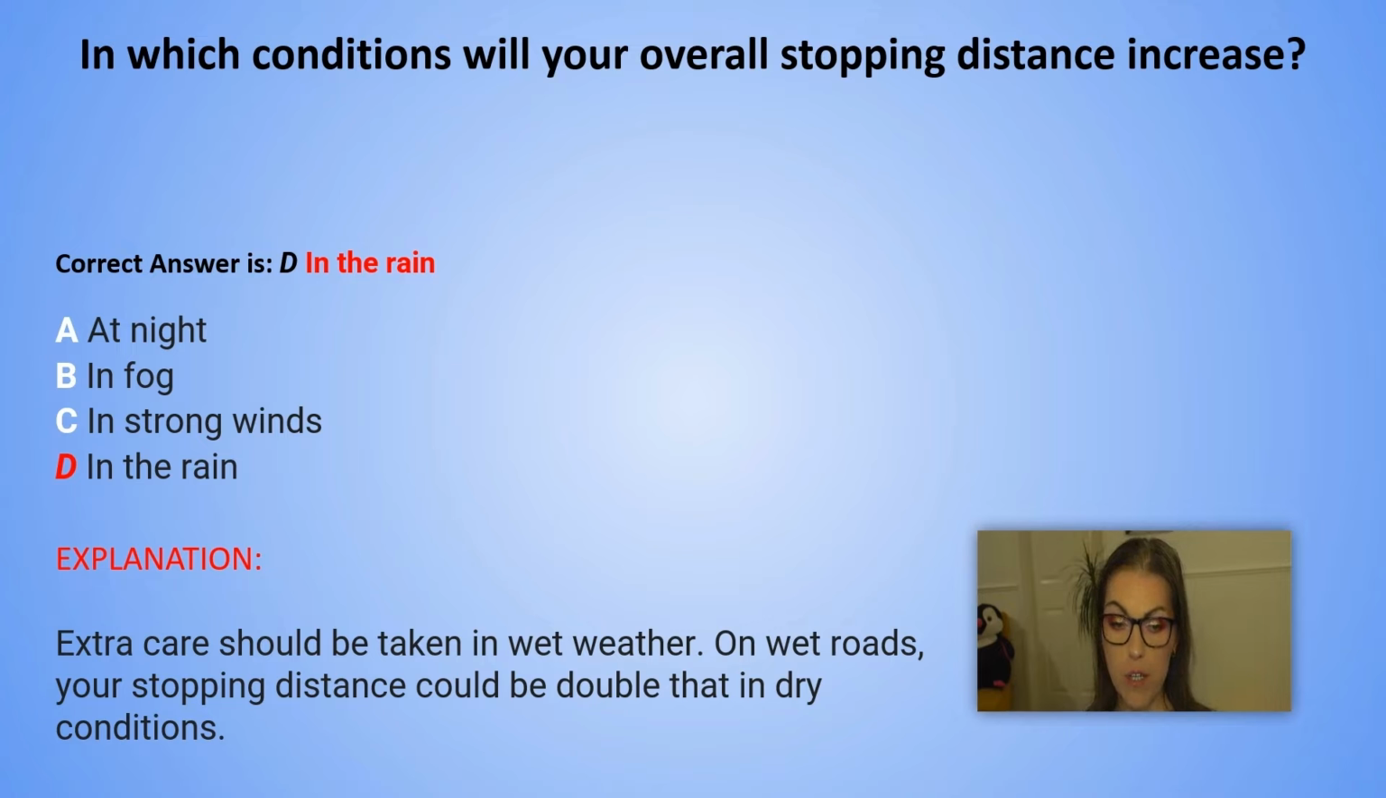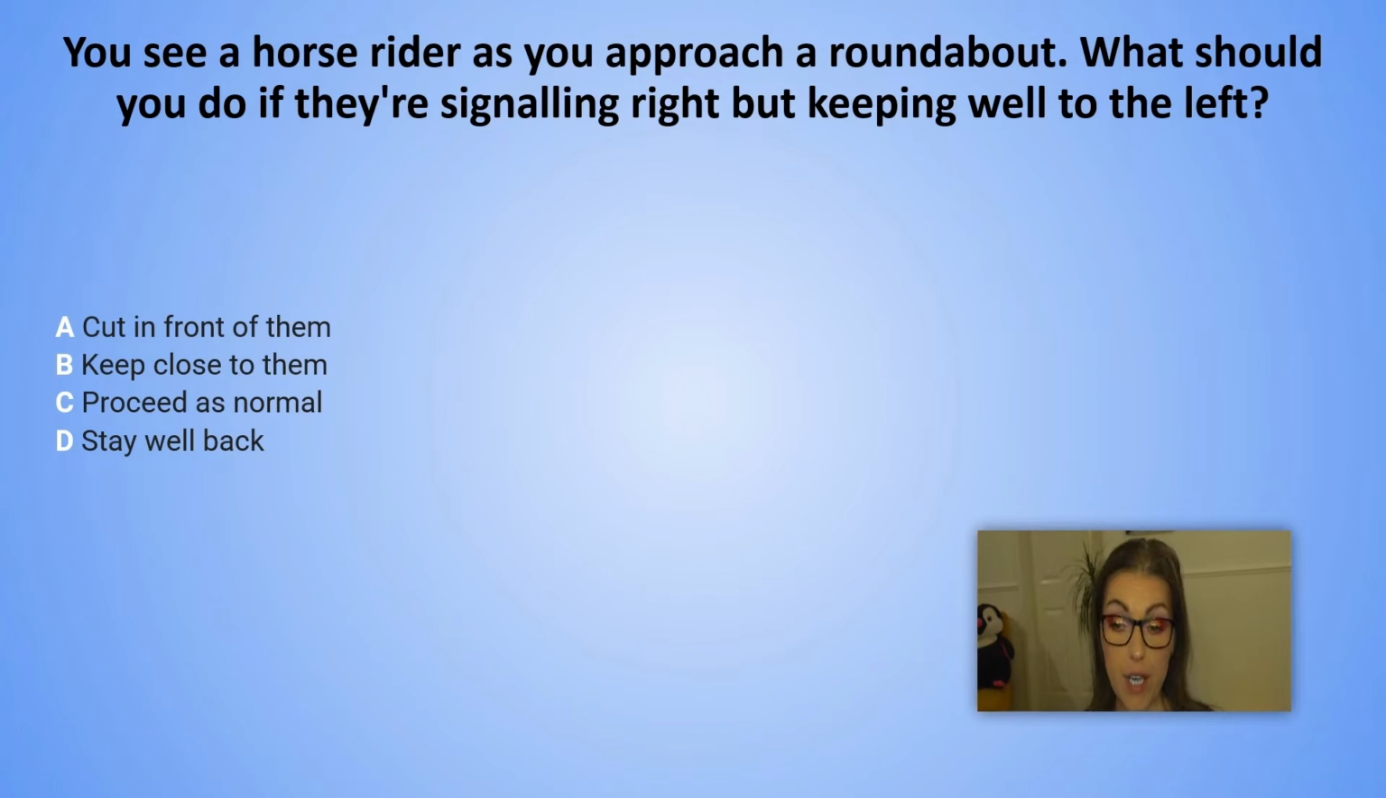Ready for the next question? Let's go. You see a horse rider as you approach a roundabout. What should you do if they are signaling right but keeping well to the left? A. Cut in front of them. B. Keep close to them. C. Proceed as normal. D. Stay well back. And the countdown begins now.